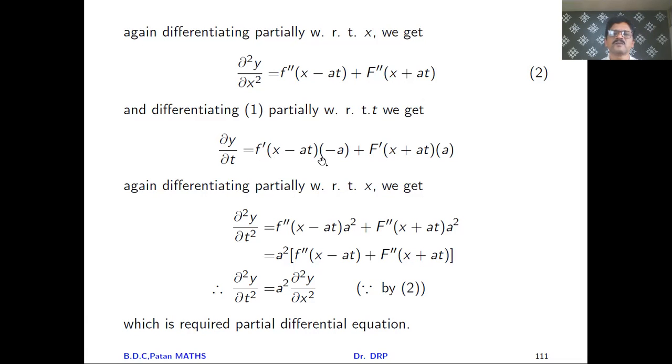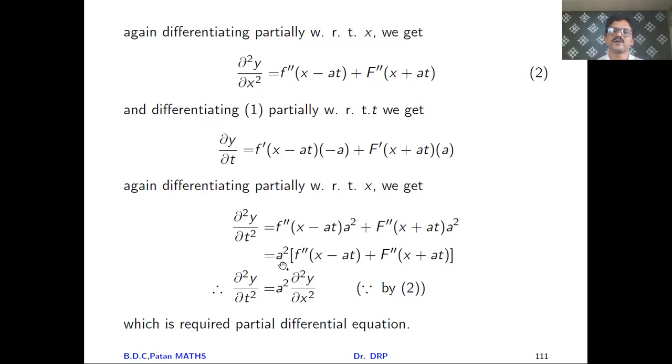Means the derivative of this first term, you will get f double dash of x minus at into a square, plus the derivative of this function again with respect to t, you will get capital F double dash of x plus at into the derivative of x plus at partially with respect to t, which is a. That a and this a, there you will get a square. And if you observe here on the right hand side, you will get a square as a common. So you take it as a common.